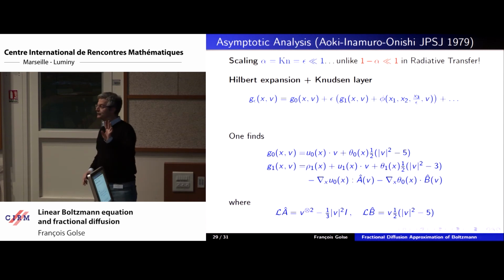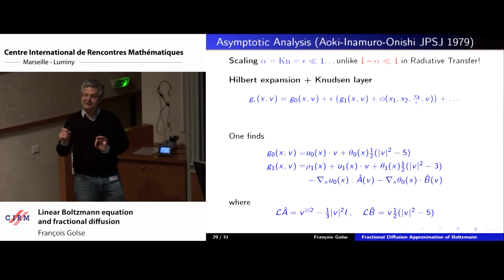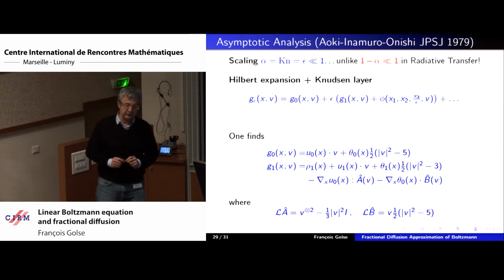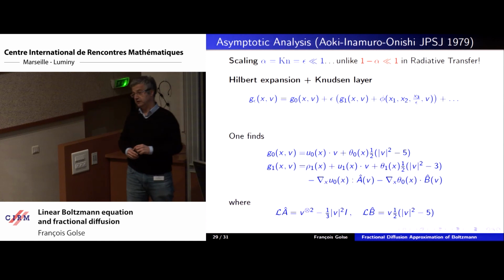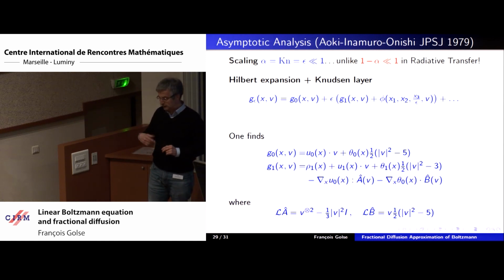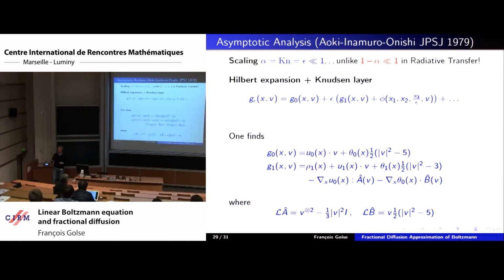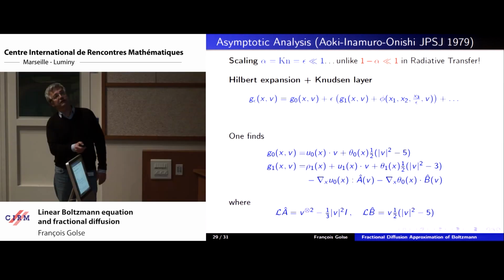There is really a difference between the role of the temperature in this theory, in the Boltzmann equation of the kinetic theory of gases, and radiative transfer, and the radiative intensity in radiative transfer. There's really a difference between these two quantities. So the message here is that if you want to try this problem, then you should take alpha proportional to the Knudsen number. You should take alpha small and not alpha close to 1, right?